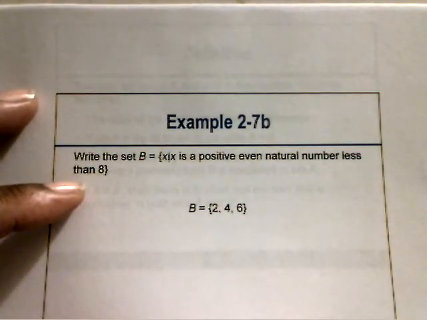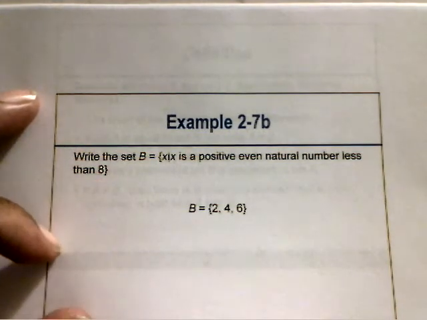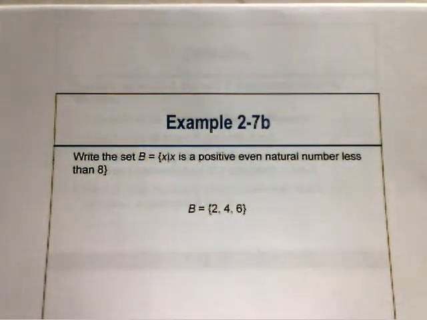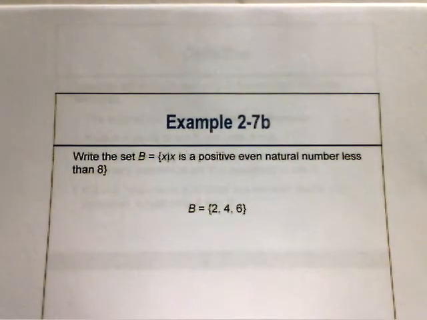Okay, next example is write the set B, which is the set of all x such that x is a positive even number that's less than 8. In this case, we're writing a positive even number less than 8, which is going to be just 2, 4, and 6, because those are positive even numbers that are less than 8. So B is just this set, 2, 4, 6.